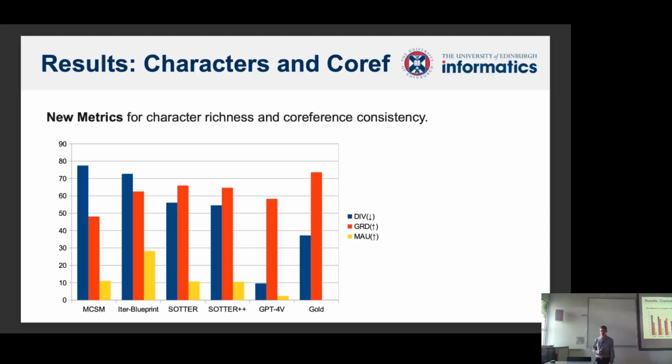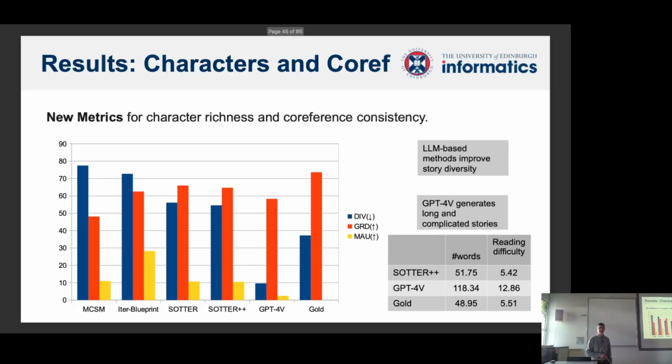So what's going on with GPT-4? It's maybe worth dwelling on that a little bit. And if you've used the system, then this will seem familiar. So we improve diversity. It generates very long stories. So here I have S-Otter++, which is our model, GPT-4v, and gold in terms of how many words there are in a story. We generate around 50 words. The gold stories have around 50 words.